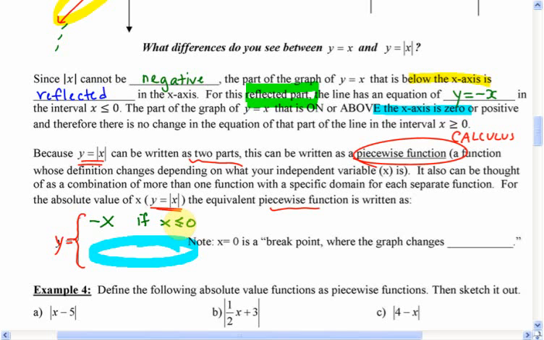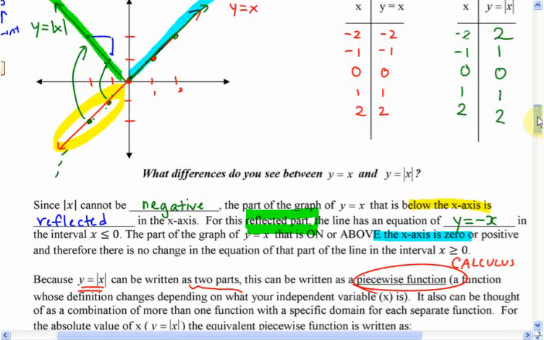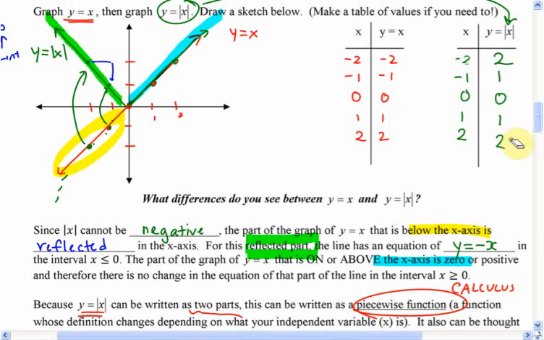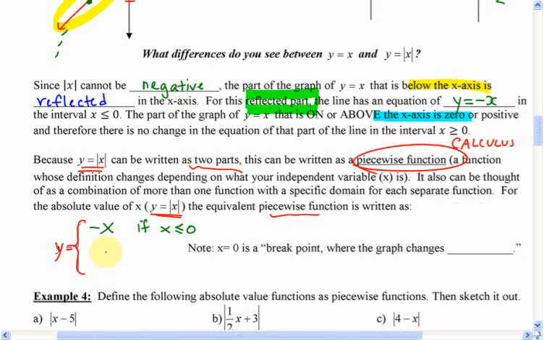What's the other part of this piecewise function? That will be the blue part. So what's the equation of the line in the blue part? Y equals x. And for what values of x is this true? Everything bigger, or equal to 0. Now, let me write this down, and then I want you to think about this.